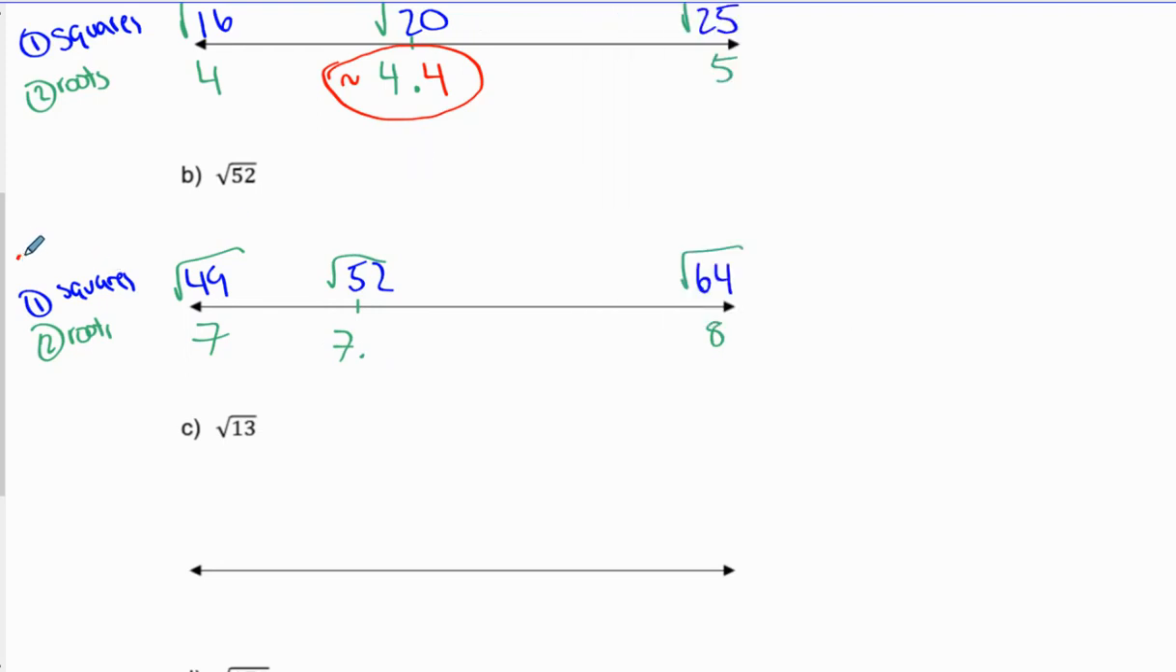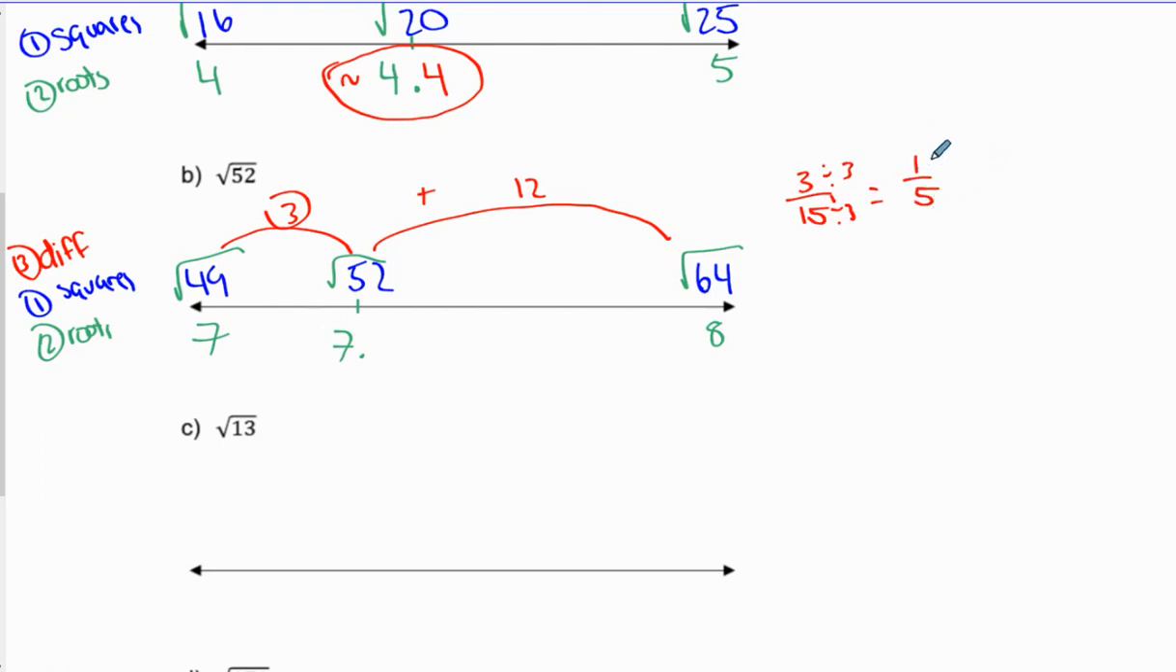Let's take a look at our differences. The difference between 49 and 52, 52 minus 49, is 3, and 64 minus 52 is 12. So my differences are 3 and 12, and I can see that I'm going to be closer to 7, like 7.2 or 7.3, maybe even 7.1. To see how far, I take that 3 and divide it by 3 plus 12, which is 15. That's a nice fraction, so let's reduce it: 3 over 15 is 1 over 5, and 1 over 5 is about 0.5.